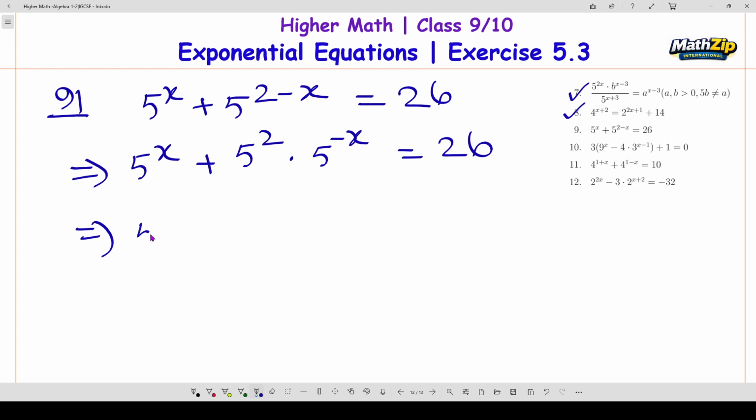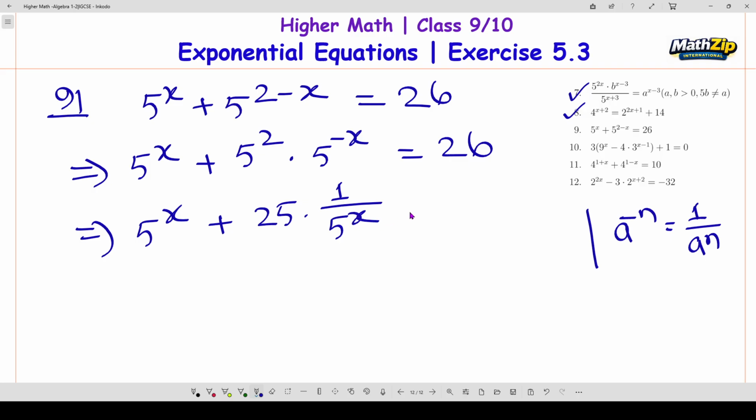So again, 5 to the power x will be unchanged, 5 square means 25, and again 5 to the power minus x, as per negative exponent, a to the power minus n means 1 divided by a to the power n. So we can also write 1 divided by 5 to the power x equals 26.